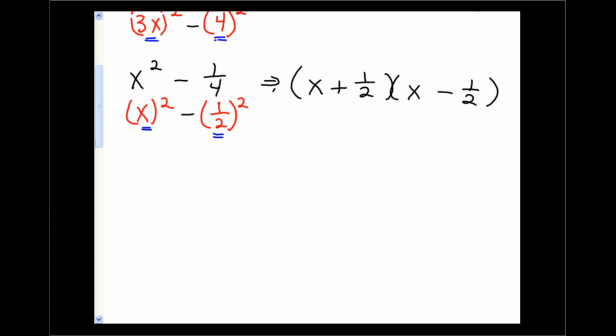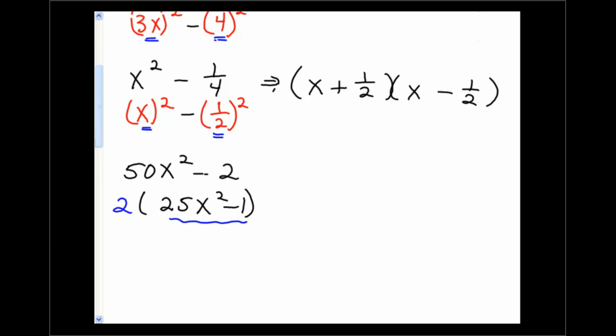Next example, 50x squared minus 2. Now 50 is not a perfect square and neither is the 2, but you can factor out a greatest common factor of 2, and you're left with 25x squared minus 1. So we do now have the difference of two squares in the parentheses.